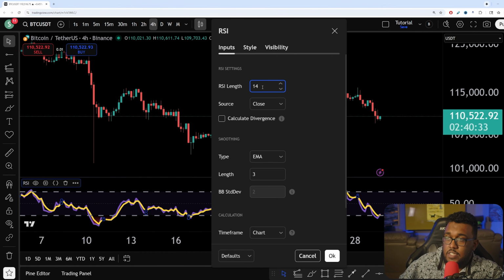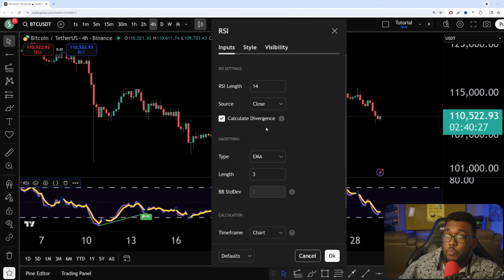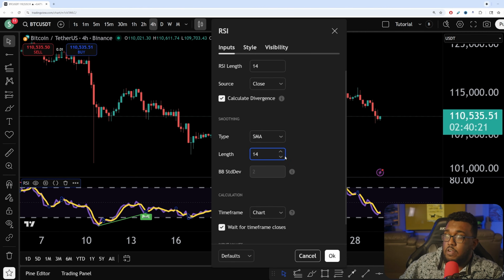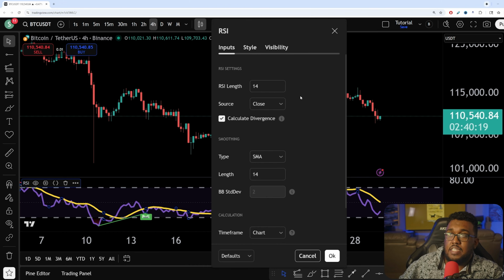RSI 14, source is going to be close. Calculate divergence is going to be checked on. We are going to be looking for that. EMA goes to SMA, and 3 goes to 14, all right? Now, this is the basic settings for the 4-hour chart and the daily chart.